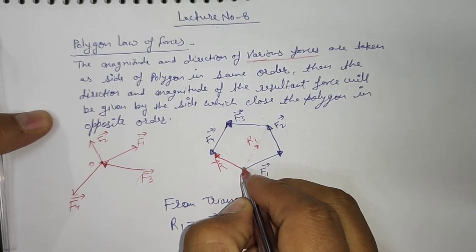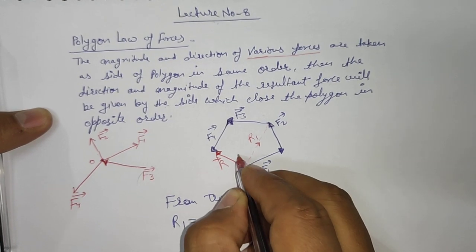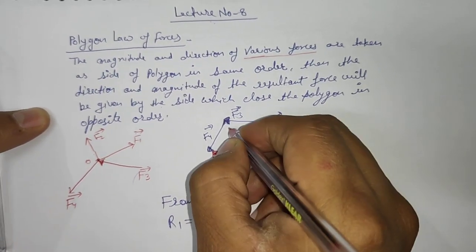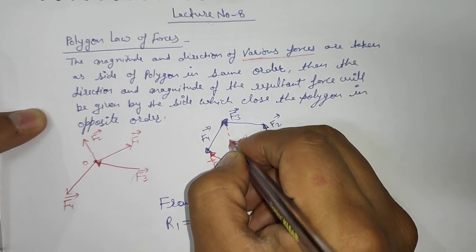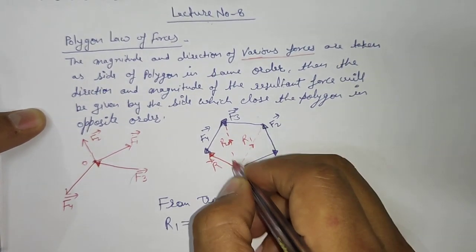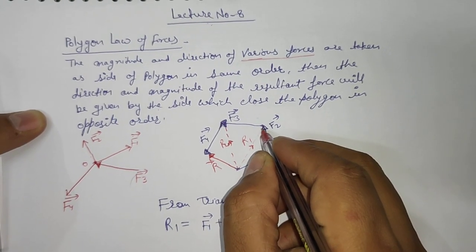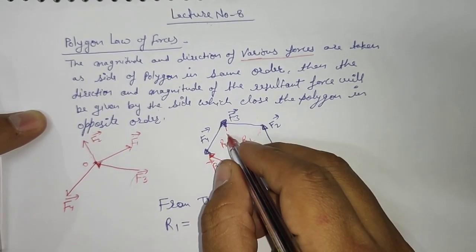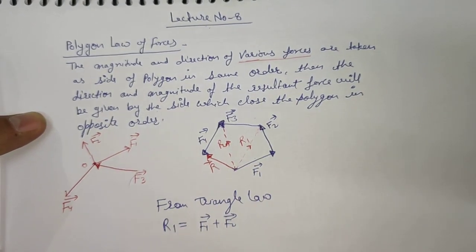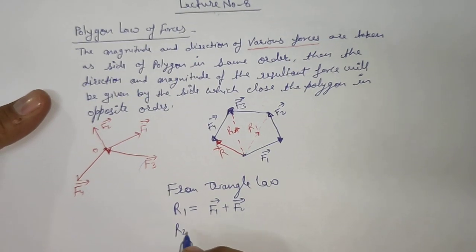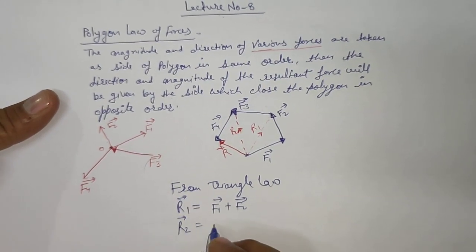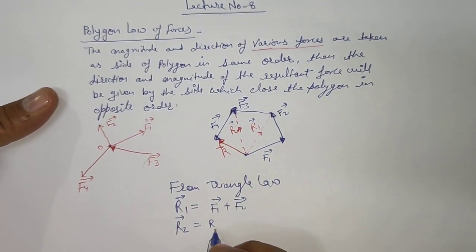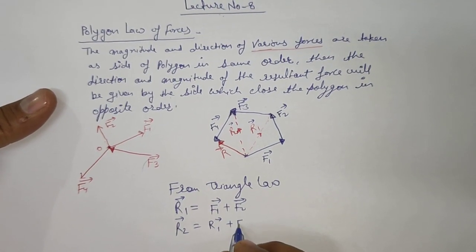Then again, this is also a triangle, this is the second triangle. This is resultant R2. फर्स्ट फोर्स इज R1, सेकंड फोर्स इज F3, तो दो फोर्स गिवन तो थर्ड क्या होगा, इसका रिजल्टेंट R2 इन क्लोजिंग डायरेक्शन. So what is the value of R2? R2 is R1 plus F3.